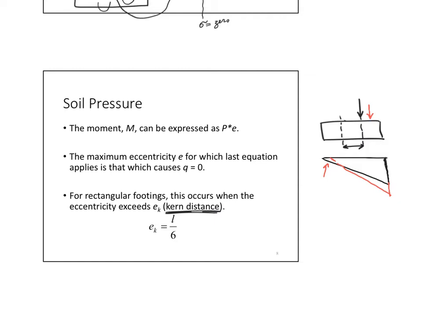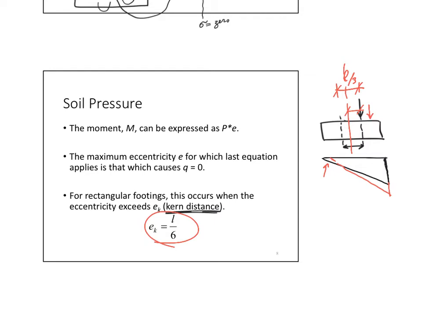Okay? Now what is the kern distance? Since we said it's the middle third, that means this here is L over 3. So your eccentricity is actually L over 6 because it's half of this. So the kern distance is L over 6. If you're within the third, that means your eccentricity is less than L over 6 and you are not uplifting. You go beyond this, you will uplift.